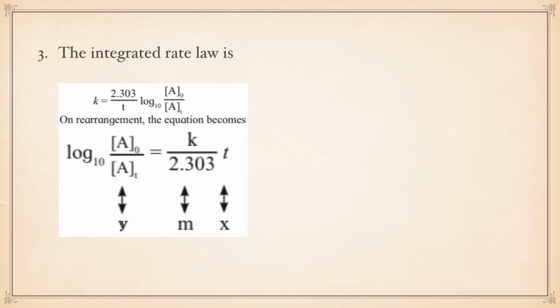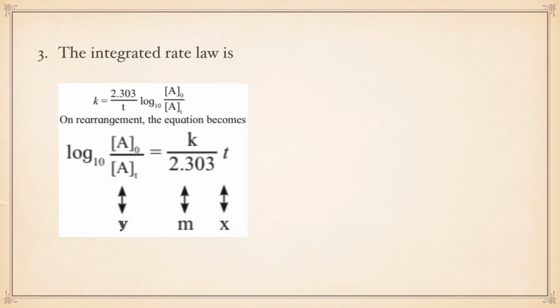When this equation is rearranged, I will get the equation log to the base 10 molar concentration of A naught upon molar concentration of At, that is equal to k upon 2.303 t. Over here, this equation is in the form of y equal to mx. So if you just think, this is not having the intercept. Therefore, this will pass through the origin.